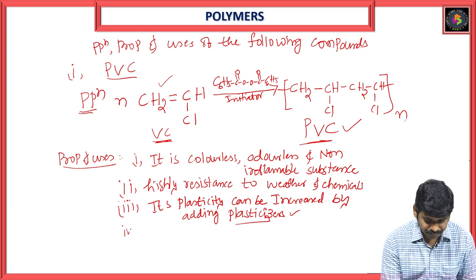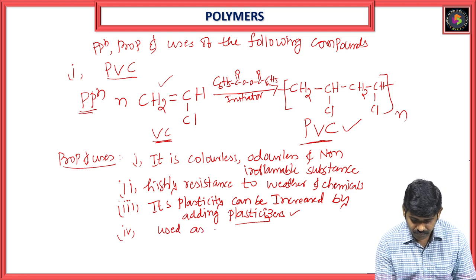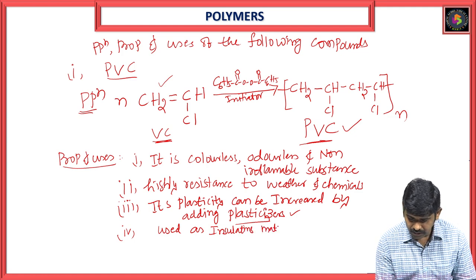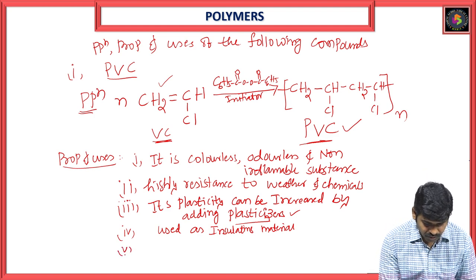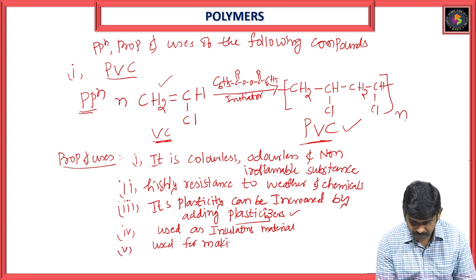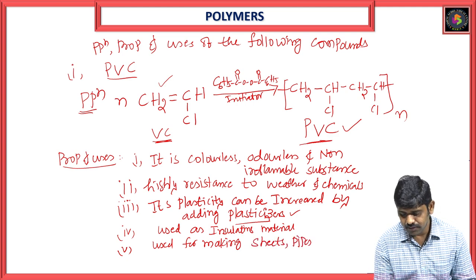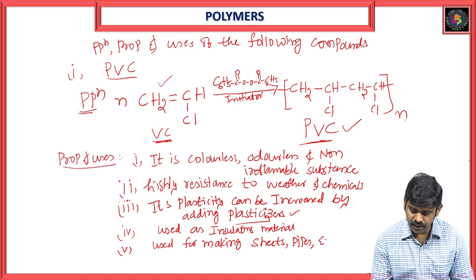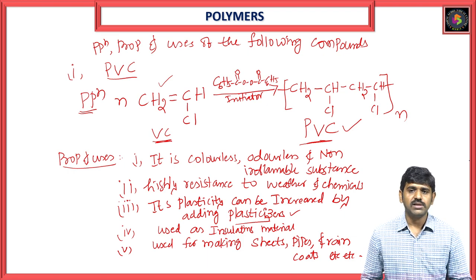Next, PVC is mainly used as an insulating material. Next, it is mainly used for making sheets, pipes, and raincoats, etc. So, properties and uses.